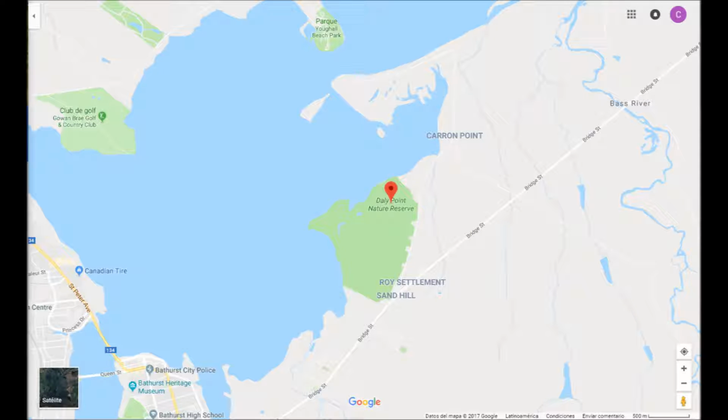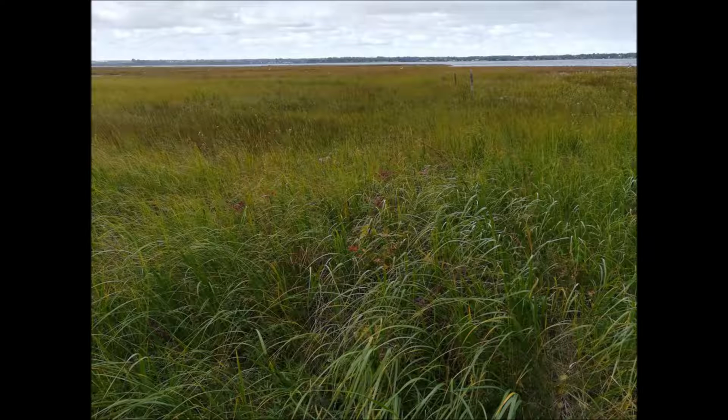For our class project, we studied how plant communities and climate have changed at the Daly Point Nature Reserve, a protected park near Bathurst Harbour in New Brunswick. This site is a salt marsh, which is an ecosystem that can form between the land and the sea. Salt marshes are built up by sediment brought in by the tides and deposited there, especially around the roots of salt-loving halophytic grasses. But it can also be destroyed by strong storms and anthropogenic disturbances.